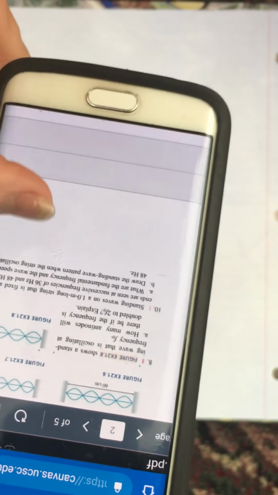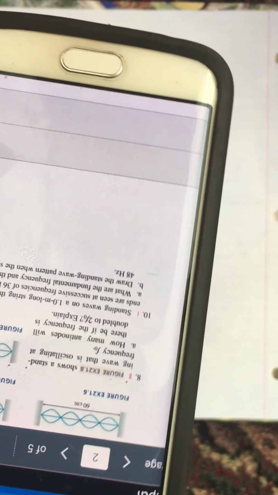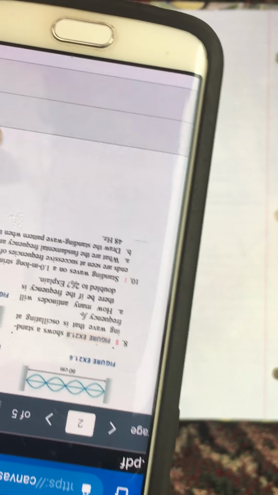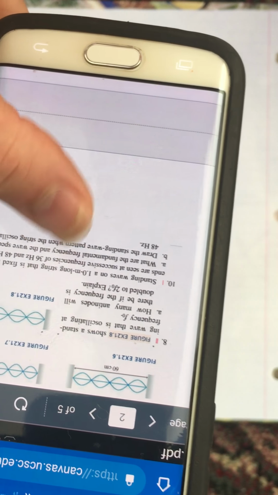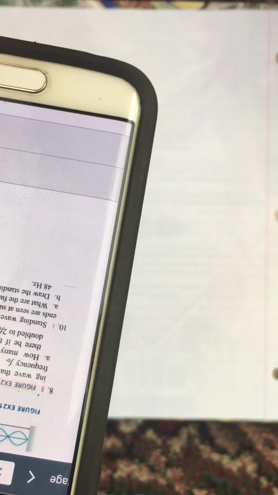Okay, so I'm going to be doing problem 10 from homework 2, and it reads: standing waves on a 1 meter long string that is fixed at both ends are seen at successive frequencies of 36 hertz and 48 hertz. A asks what are the fundamental frequency and the wave speed, and B, draw the standing wave pattern when the string oscillates at 48 hertz.